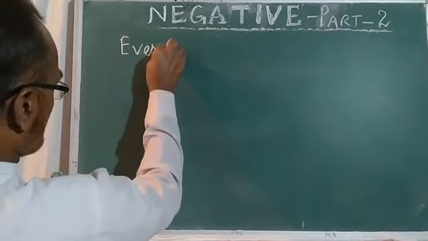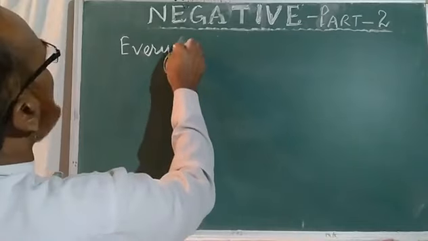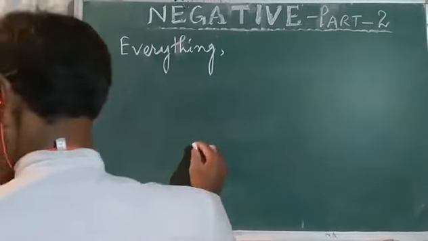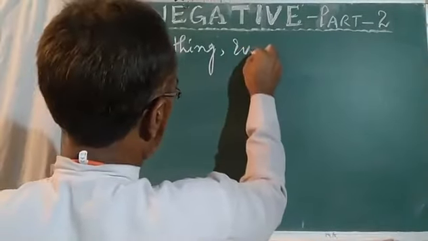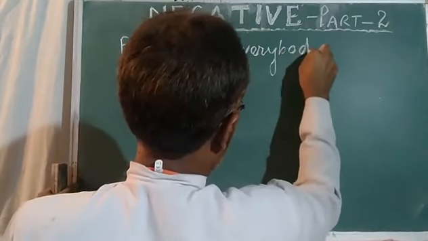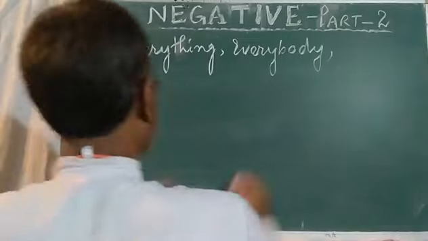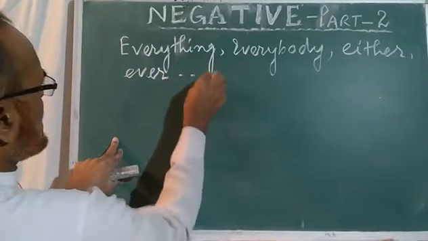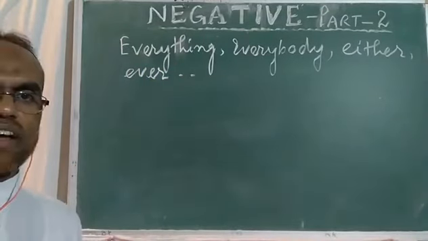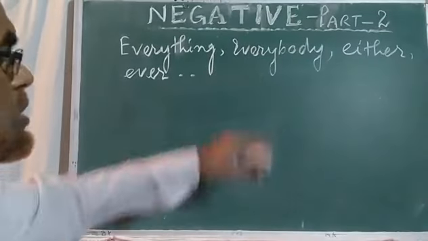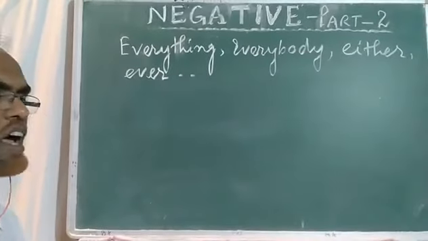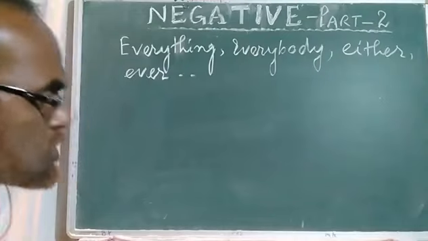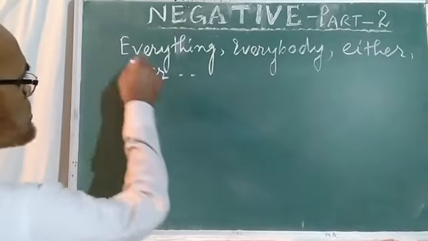In some of the sentences we get everything, everybody, either. This type of word we can get. We can find this type of word in many of the sentences. Then how can we turn those sentences into negative? Just we have to bring the opposite word of these words.